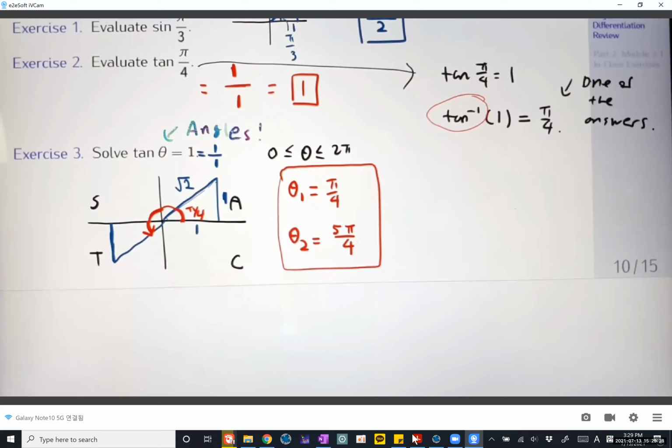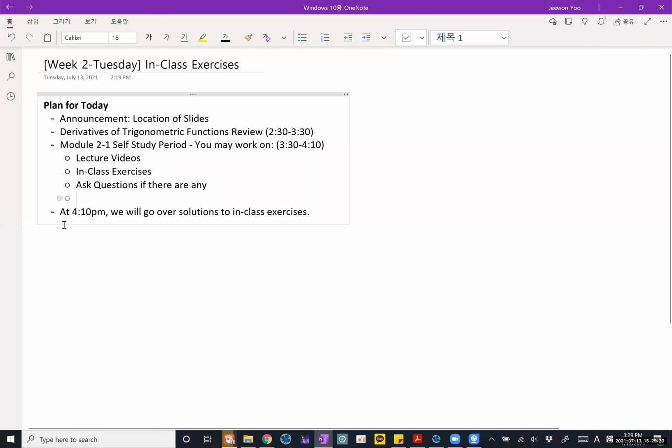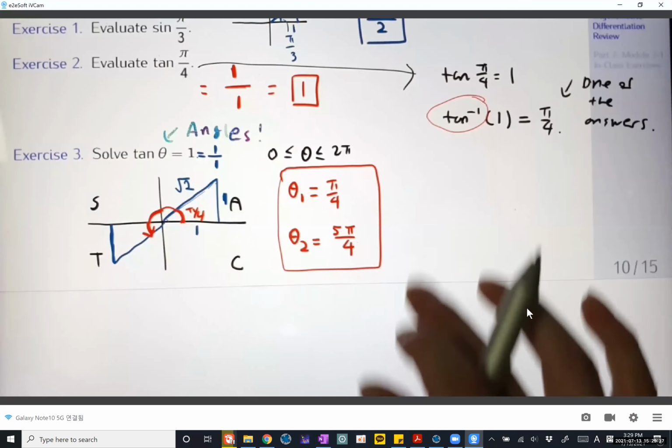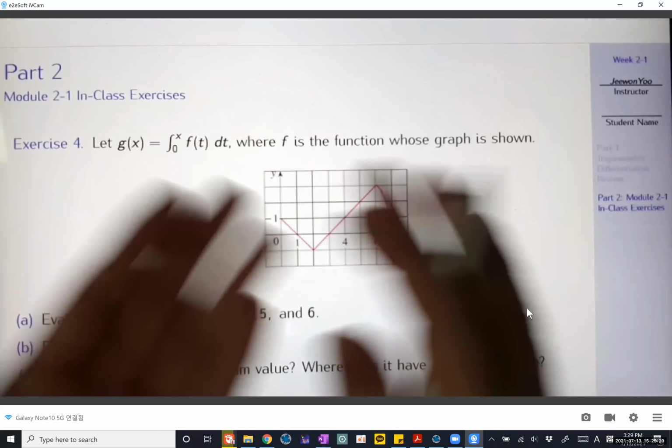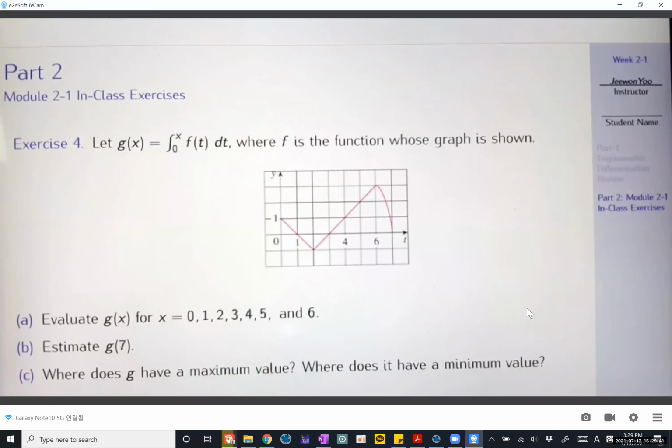But at 4:10, I'm going to have to go over the following. I'm gonna have to go over these questions. It's about fundamental theorem of calculus from module 2-1. So if you want to join me again at 4:10, please do so. You may stay here and listen to someone else's questions if you like. Okay, let it begin.